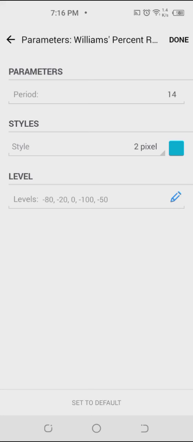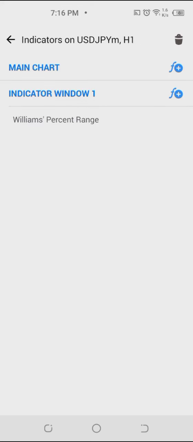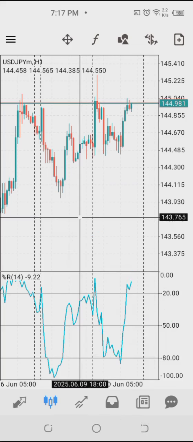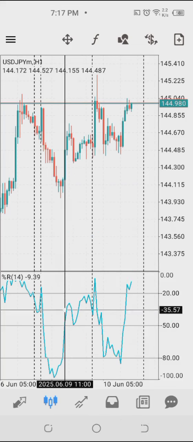We're going to be making use of period 14, style 2 pixel, and levels minus 80, minus 20, 0, minus 100, and minus 50. Please take note of these levels, because we're going to be making use of them. Now we'll add that to the chart. This is the Williams percentage range.